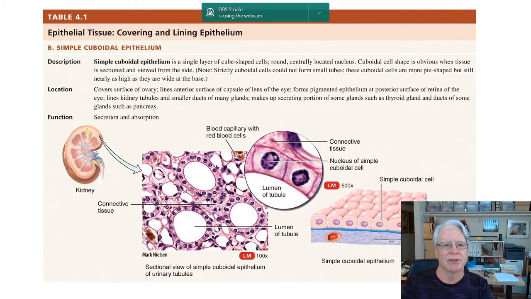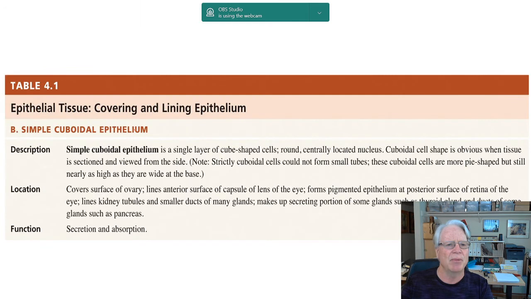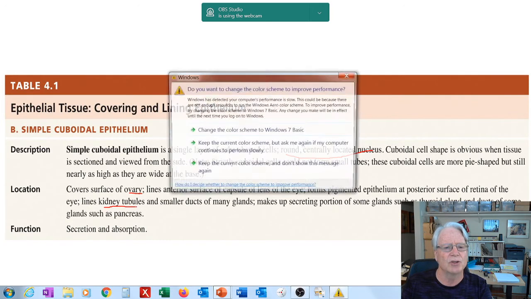All right, so this is table 4.1 again. The information, let me go ahead and bring that up. Okay, so simple cuboidal epithelium, a single layer of cube-shaped cells, round, centrally located nucleus. That's going to help you find that and see that. Where do you find it? It covers the surface of the ovary, lines the anterior surface of the capsule of the eyes, the pigmented epithelial layer of the posterior surface of the retina, kidneys, kidney tubules.